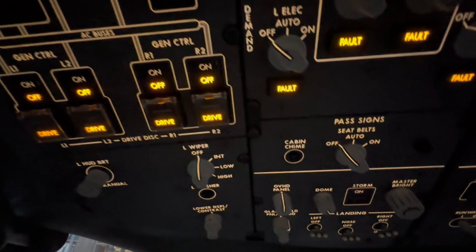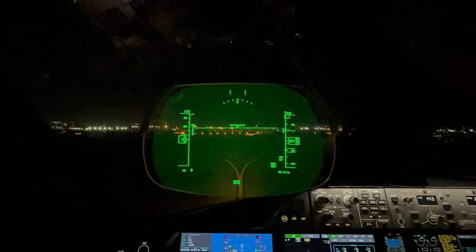Wipers themselves also have a limitation. They could use it at taxi speeds, takeoff and landing, and at certain flight speeds. If I remember correctly, I think it was around 230 knots. Anything beyond that, you're gonna break the motor. I'm not 100% sure on that one. I'll get back to you with that. Little button on the left that says L HUD bright. That's to adjust the brightness of your heads-up display.